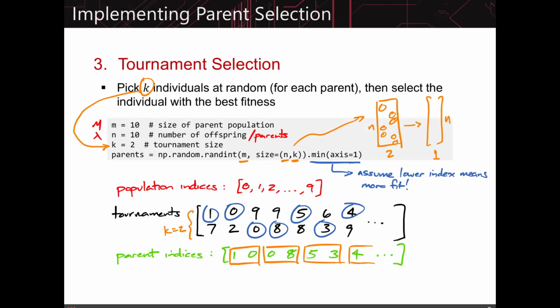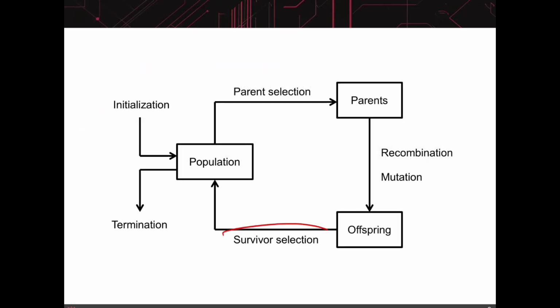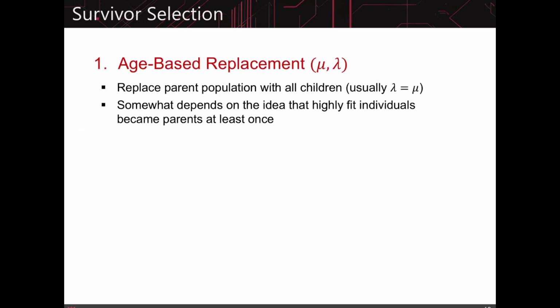All right, let's move on to the other part of selection, which comes at the end of the loop for each generation of our GA, and that is survivor selection. The first of the 2 approaches is called age-based replacement. We generally identify that with this notation where we say mu comma lambda. So that means that we're going to replace all of our parent population with our children.